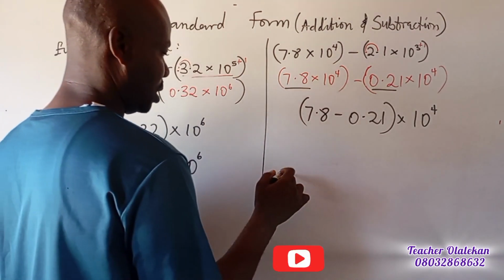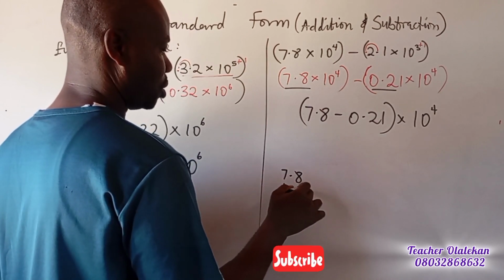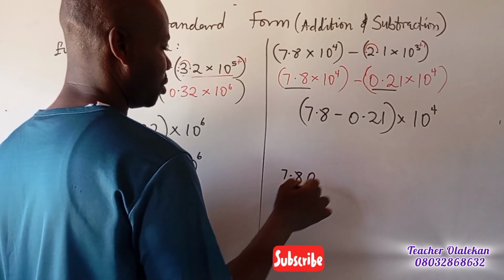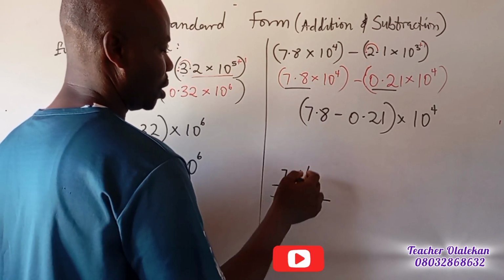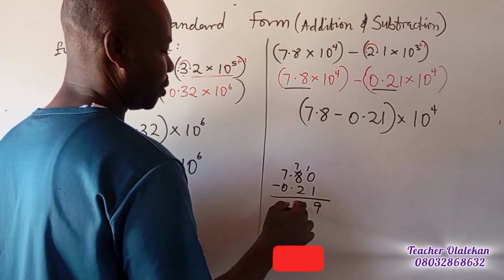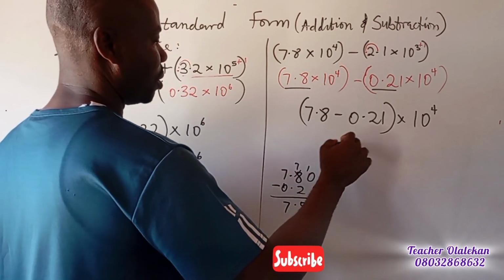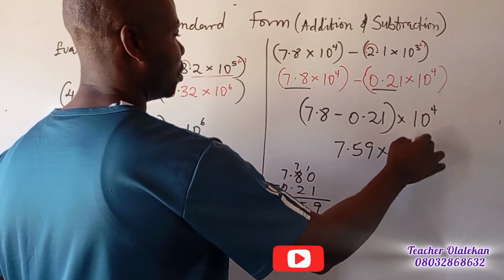Now to do that, let's take away here 7.8 minus 0.21. So fill the empty space with 0. Let's take away. Borrow here, that becomes 9. This will be 7, and this 5, and this is 7. So that becomes 7.59 times 10 raised to power 4.